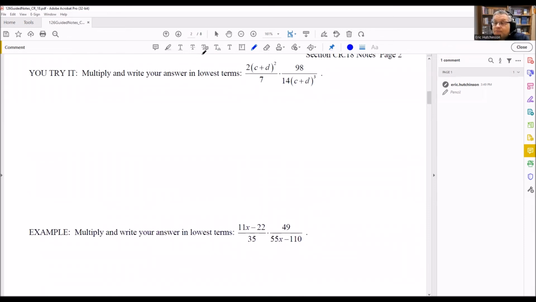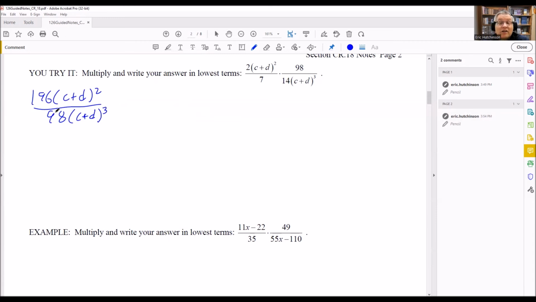All right, now this one, I have 2 times 98, and then I have 7 and 14 on the bottom. So I'm going to multiply across the top, across the bottom in this case. All right, so when I multiply this, I'm going to get 196, and that's going to be (c plus d) squared. When I multiply 7 times 14, I get 98, (c plus d) cubed.